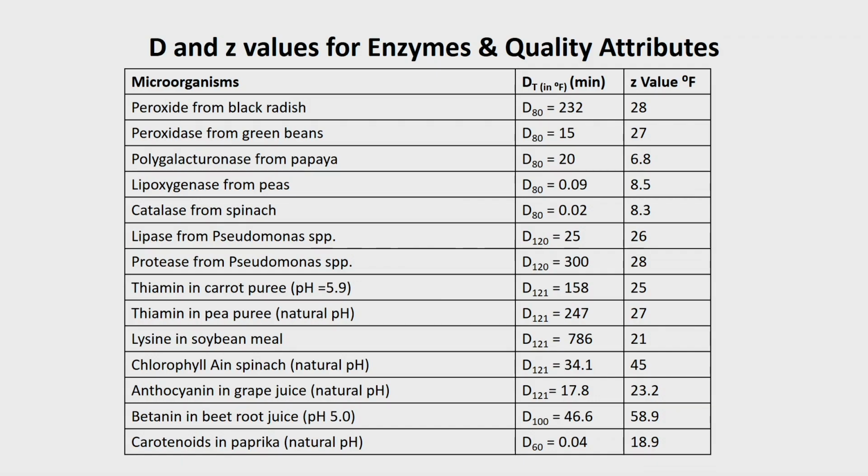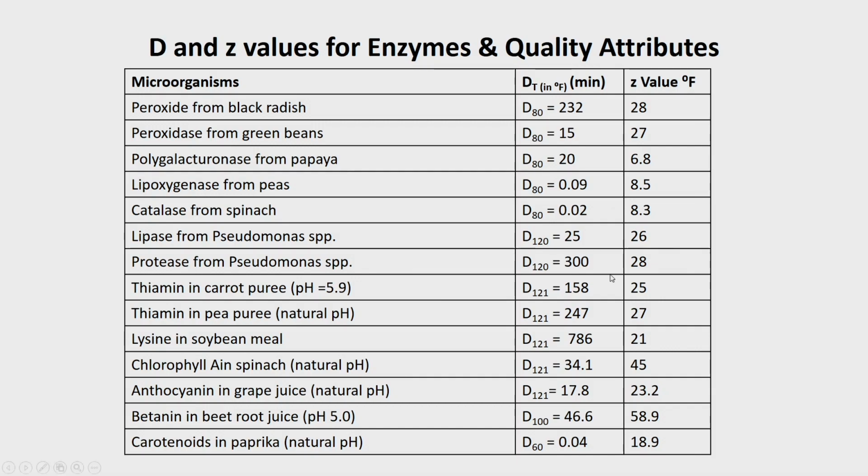So, peroxidase from black radish, peroxidase from green beans, catalase from spinach, and thiamine in carrot puree at pH 5.9. So, if I give 121, which is nothing but a sterilization temperature, the D value is about 158. The Z value is 25. So this is the way I combine D and Z values and get my quality attributes for the particular thermal processing.